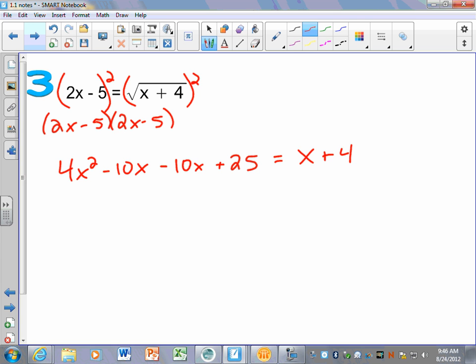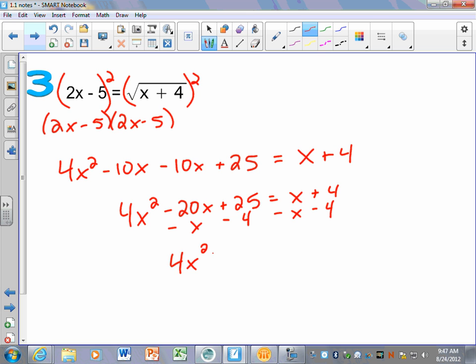And once you do that first step, it's now just a normal problem like I could have put on your quiz yesterday. That's a quadratic. How do I know it's a quadratic? Because there's an x squared in it, which means I'm probably going to want to get it equal to 0 and see if I can factor, complete the square, or do the quadratic formula. So I'm going to subtract x, and I'm going to subtract 4, and I get 4x squared minus 21x plus 21.